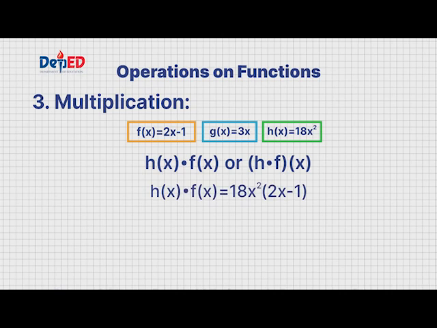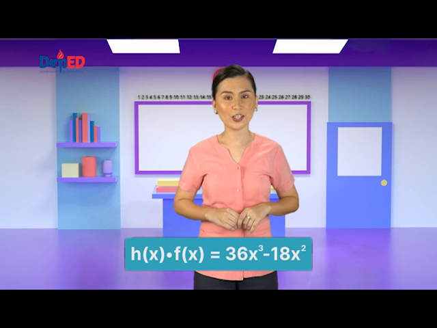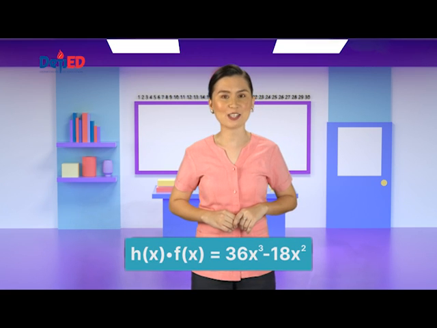We use a dot to avoid confusion because we commonly use x as a variable. Since there are two terms in the second factor, we distribute 18x squared. We multiply it to the first term, 2x, which will yield 36x cubed. We also multiply 18x squared to negative 1. This will give us negative 18x squared. And just that, we were able to multiply functions. Thus, we say that the product of h of x and f of x is 36x cubed minus 18x squared.